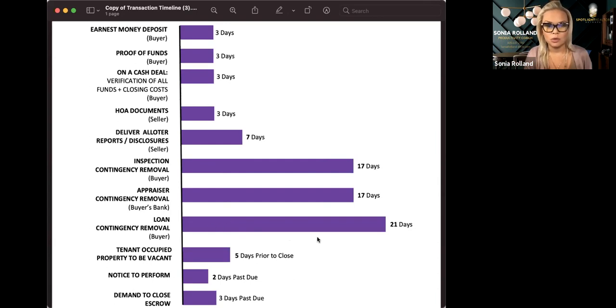And then for the loan removal, you have to get the okay from the lender before you remove the loan. Even if it appraised and everything, you always want to get the lender to tell you in writing that it's okay to remove the loan.